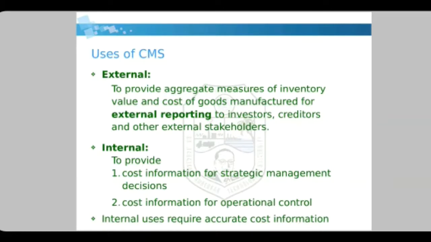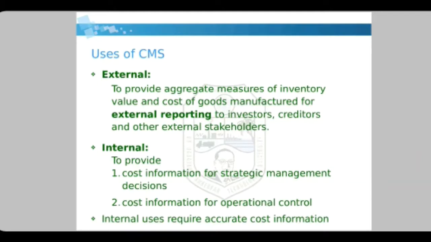Then what are internal uses? The cost management system helps to provide cost information for strategic management decisions and cost information for operational control. So what is the meaning of strategic management decisions? For example, if the management exactly knows the financial condition of their company or the overall cost management of their company, then they can decide whether to build a new plant for any production, where to build that plant, and how much to invest into the plant.